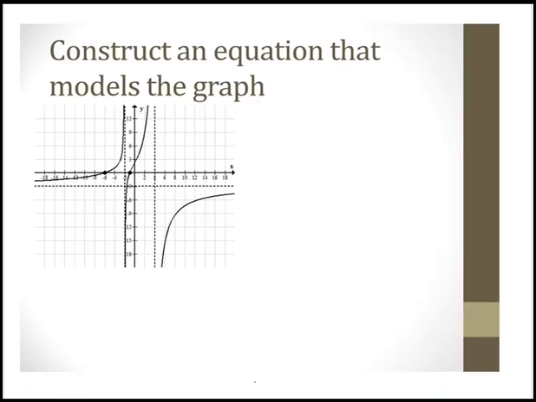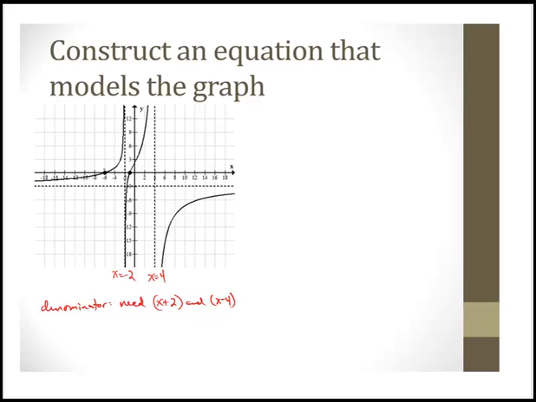Alright, let's look at one more example, constructing an equation from the graph. And again, I'll focus first on the asymptotes and intercepts. So let's see, I have x equals negative 2 as a vertical asymptote, and x equals 4 as a vertical asymptote. So then in the denominator, I need an x plus 2 and an x minus 4.